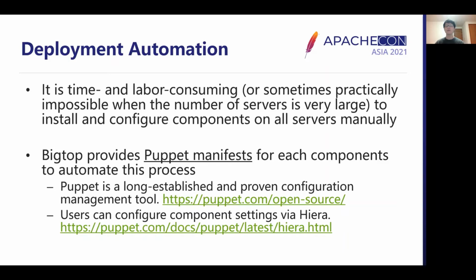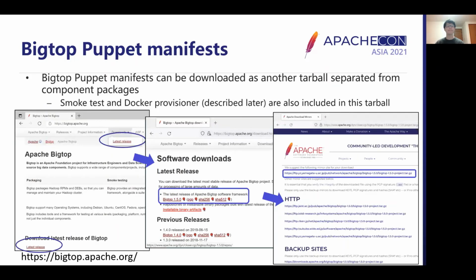Puppet users can define server state as a manifest using a rich DSL, and Puppet does all the required work to satisfy that manifest. Also, users can configure component settings through Hiera, which is a key-value lookup system for Puppet. Bigtop Puppet manifests are available as a separate tarball from the component packages already introduced. Users can download it from the download link shown here.